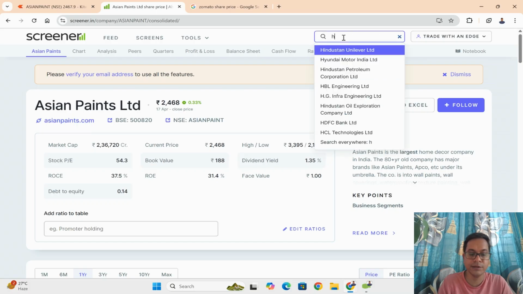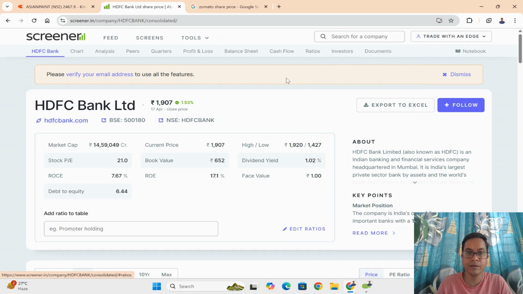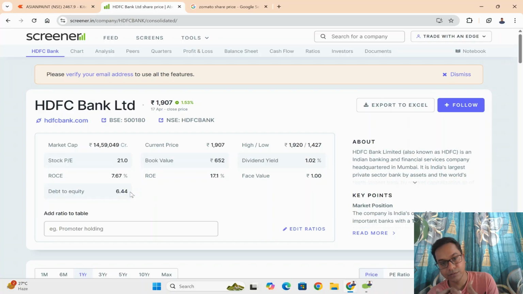For example, let's say HDFC Bank. See, for every 100 rupees, they have debt of 644, right? Basically, they take money from people and then give it out again on interest. So you should not look at debt to equity for banking or any financial company, because for them debt to equity will always be more, since they take money on debt and then reinvest it with interest.